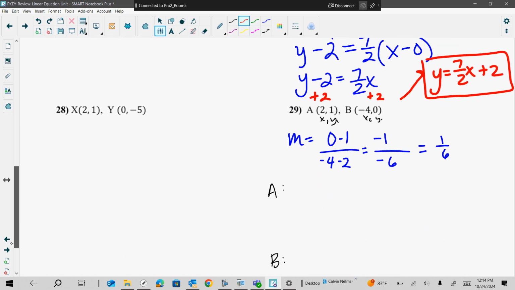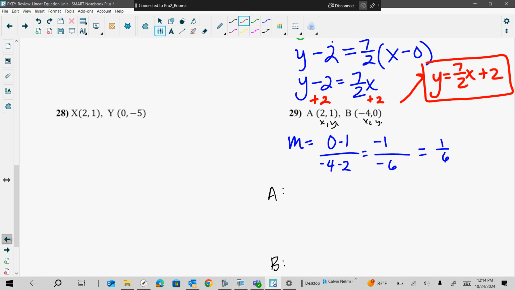So same premise on 29. First do your slope. Use the slope formula, which I'm showing. So 0 minus 1 over -4 minus 2. These are both negatives, but it turns into a positive 1/6. Now I'm going to use point slope using the A point, the first point. So this would be y minus 1 equals the 1/6 parentheses x minus 2.